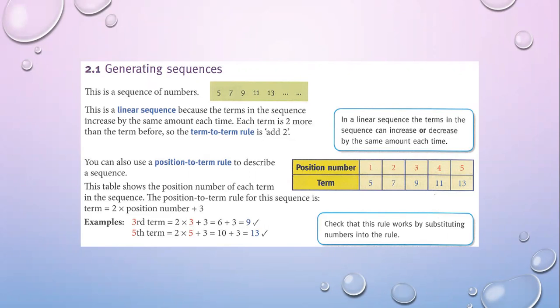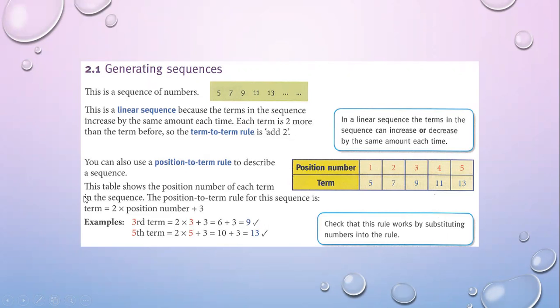Maybe I will ask you on your quiz: what is a linear sequence? So you just tell me the right answer. And what is the term-to-term rule? The term-to-term rule is add 2. You can also use the position-to-term rule. This one is the term-to-term rule, and here we have the position-to-term rule to describe the sequence.